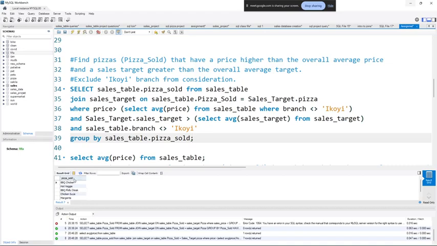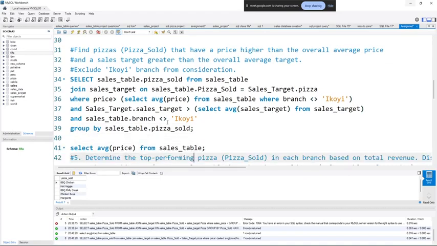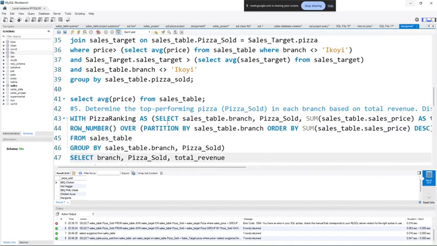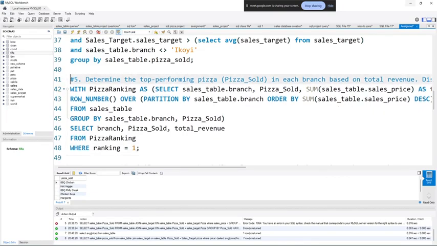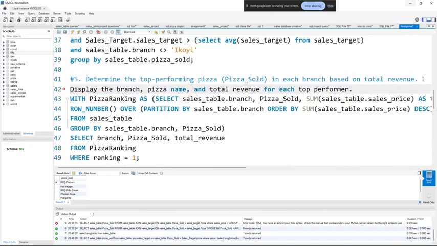I get you. Yes. So let me go to the next one. Okay, I wanted to ask, do we have to include Ikoyi twice, because I only included it at the end of the other one? Yes, you need to include it twice, so that it will know that you are excluding it from any average. Okay, so both are good. Okay. Yes.